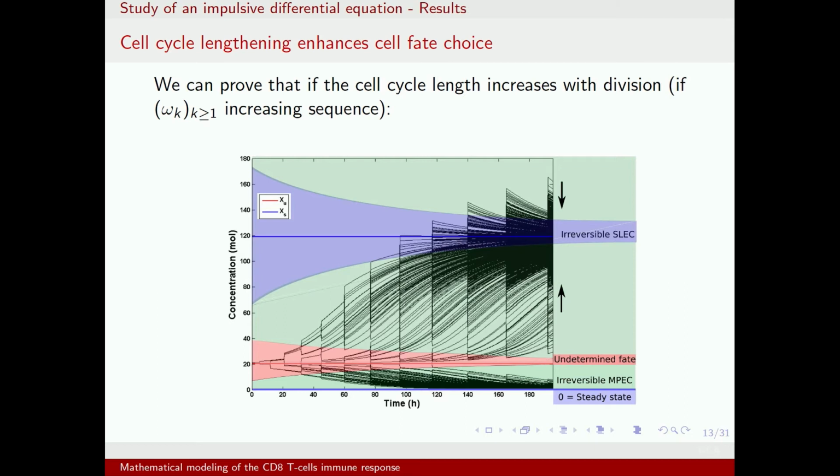with intermediate concentration. So that will mean that the lengthening of the cell cycle forces the cell to choose one direction or the other, to adopt one phenotype or the other, and not to remain in the intermediate state of differentiation.